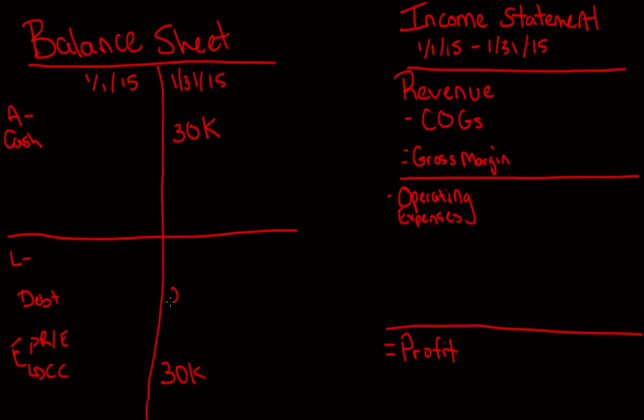What did I say, 20,000? So here's 20,000 here, and we'll just increase our cash to 50,000. Note, once again, this does not touch the income statement.